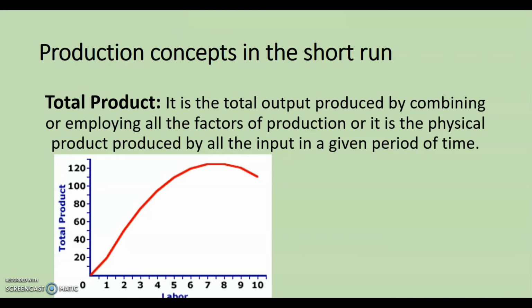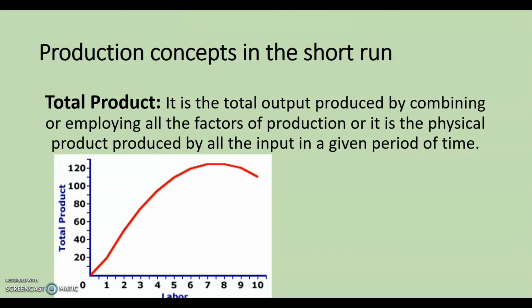Let's look at what is meant by total product. The total product simply means the total output produced by combining or employing all the factors of production, or it is the physical product produced by all the inputs in a given period of time. For example, maybe at the end of the year, you were able to produce 100 bags of cocoa. So that 100 bags of cocoa becomes your total product or your total productivity.